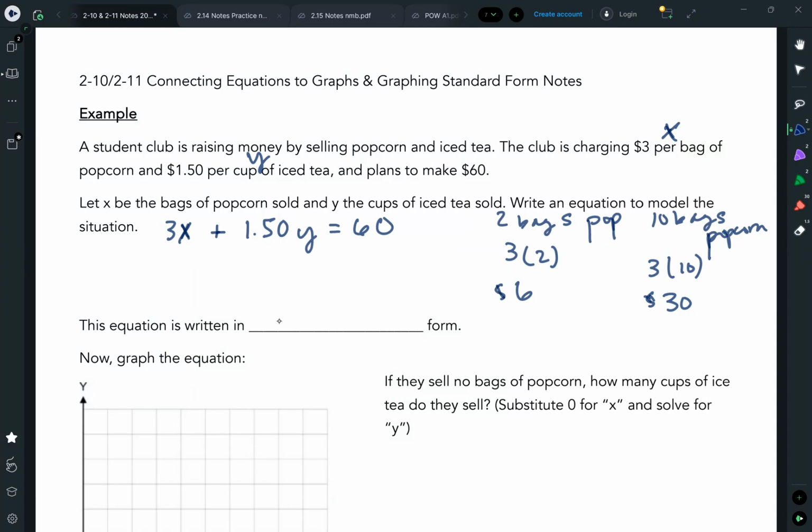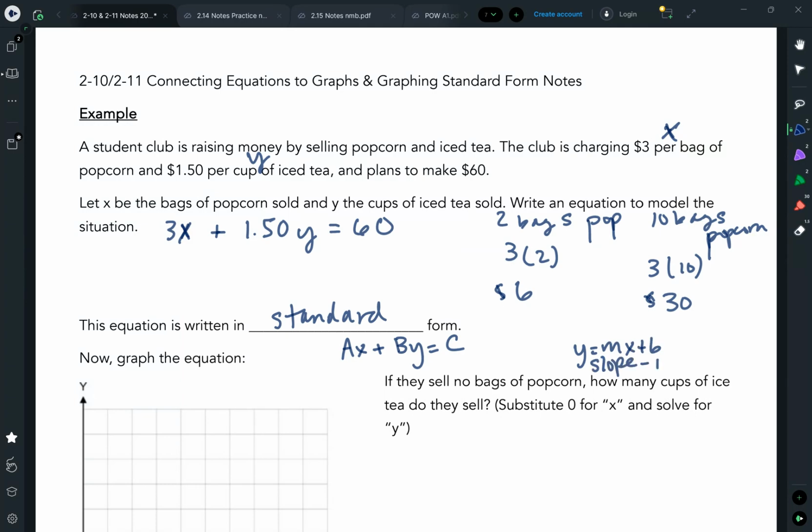So this equation is written in standard form, and that's different than slope-intercept form. Standard form is Ax plus By equals C, where A, B, and C are integers, and our x and y are on the same side. So it's really different from y equals mx plus b. y equals mx plus b is slope-intercept form.